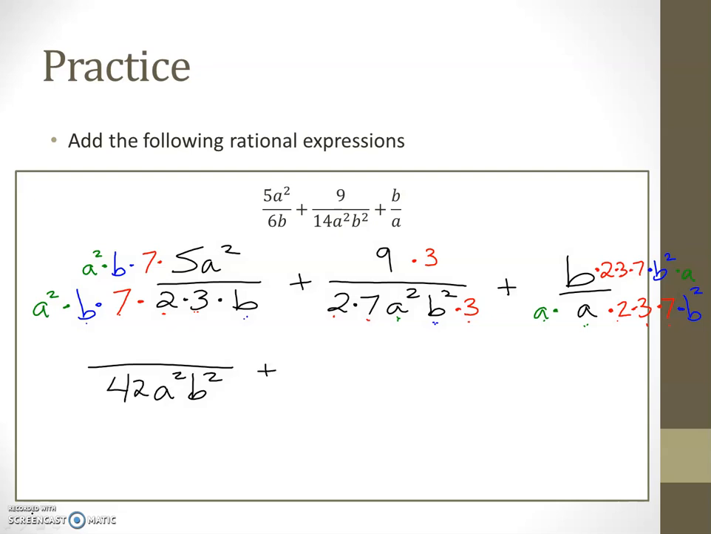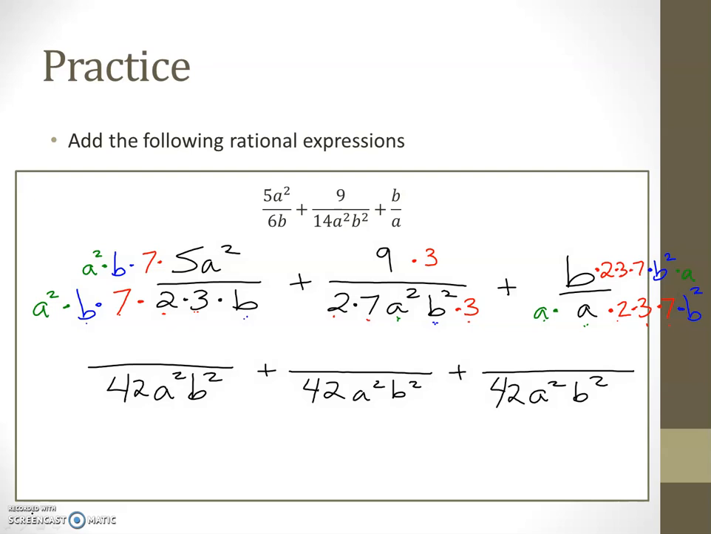Okay, and I can check on this middle fraction here as well. 7 times 2 times 3, well, that's the same thing, that's 42. a squared, b squared. Same with this one over here. A times a is a squared. I've got a b squared over here in blue. And I got 2 times 3 times 7, which is just 6 times 7, which is 42. So all of our denominators are the exact same. So we're good there.